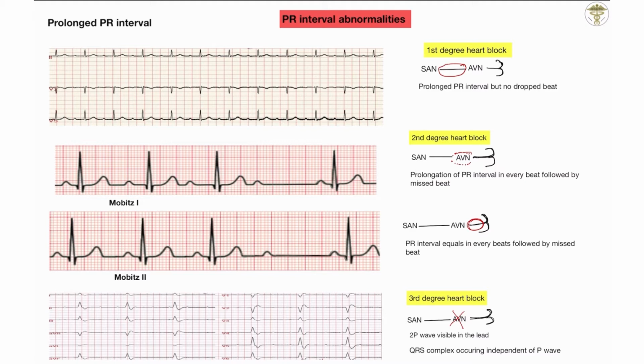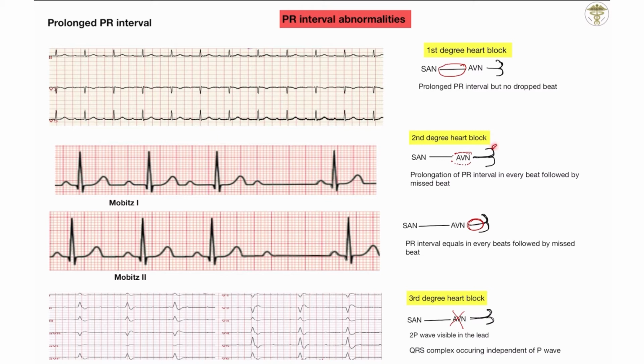What will you see in the ECG of the patient? You will see elongation of the PR interval. Here is the prolongation of the PR interval. You will see it in every lead, but you will not see a dropped beat. Dropped beats occur in the second degree and third degree, but not in the first degree. So please learn that the PR interval increases in first degree heart block, but there is no dropped beat.